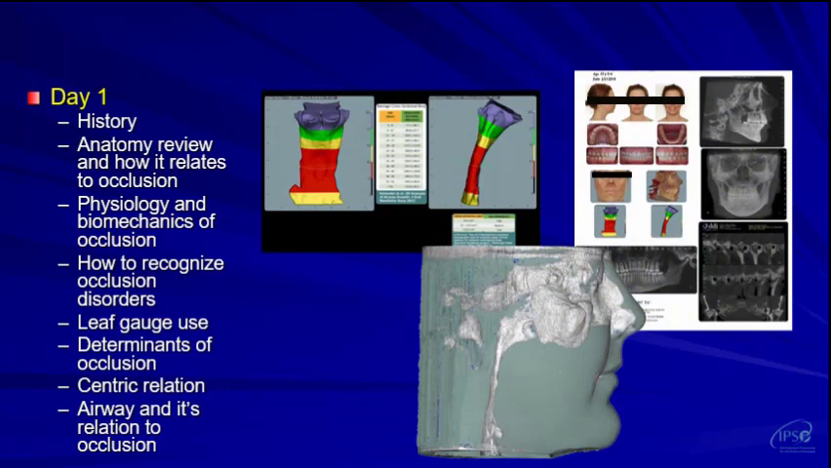Seemingly every day, dentistry is learning more and more about airway and its implications into occlusion, and vice versa. Keep in mind that this is an occlusion course and not a TMJ or an airway course, but it's impossible to teach occlusion without addressing the other two. We'll also discuss airway issues and how it relates to the practice of occlusion.